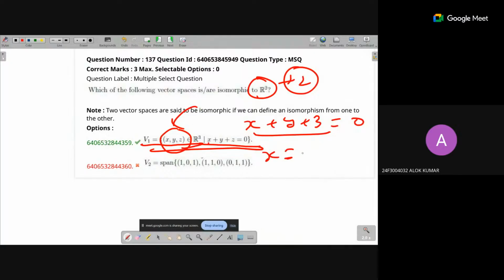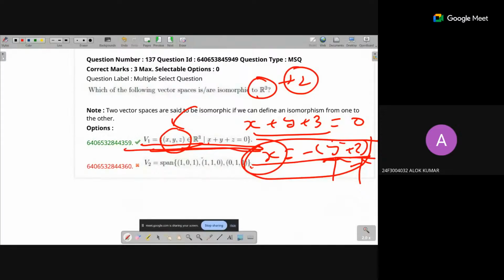So we can write x as minus (y plus z). Here y and z are independent. I can take any value of y and z and then get x. So y and z are independent, isn't it? Is this clear or not?